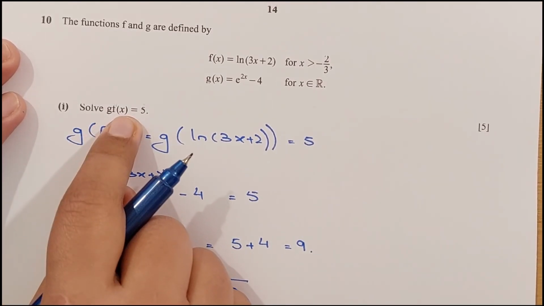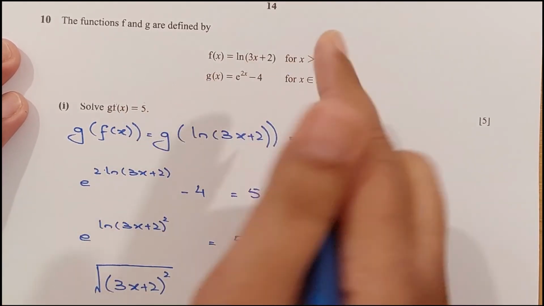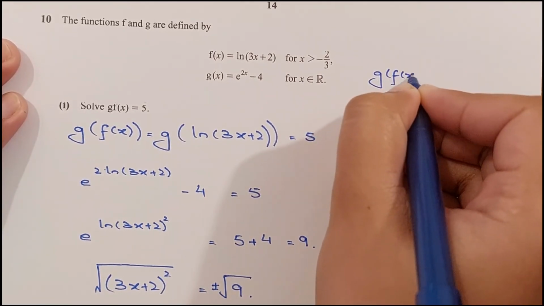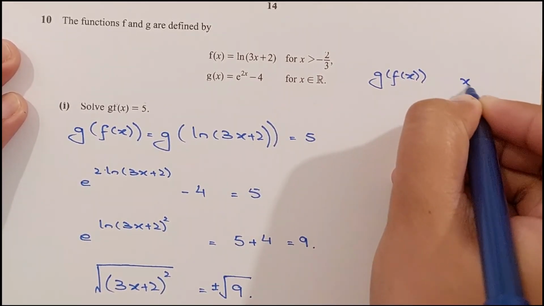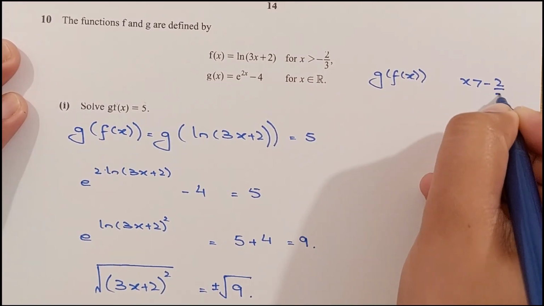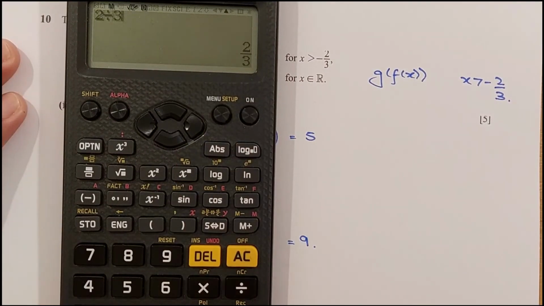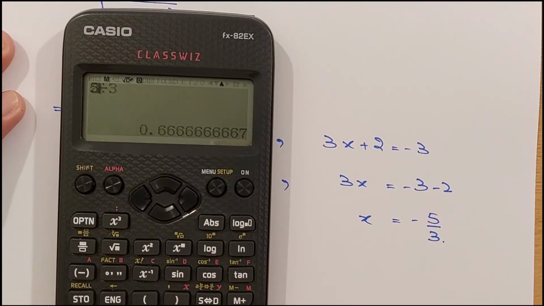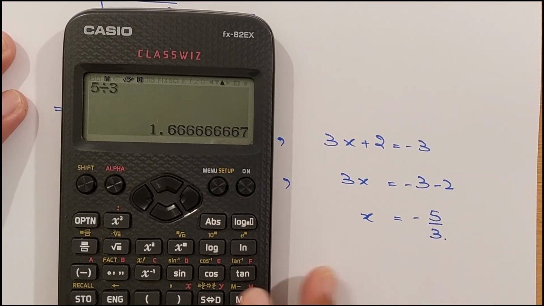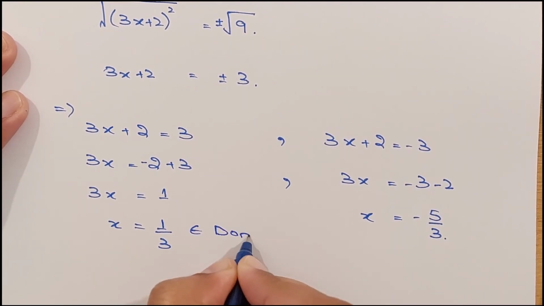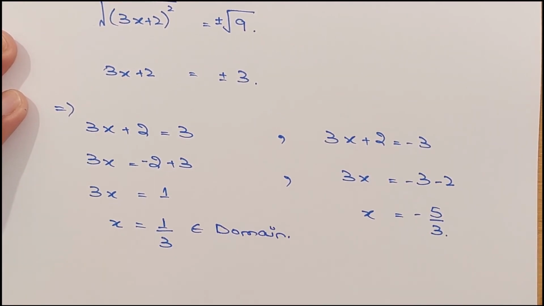The domain for g composition f of x is x greater than minus 2 by 3. So all the values of x that are more than minus 2 by 3; 2 by 3 is 0.6. If we do minus 5 by 3, this is minus 1.6, so it is lower. So this does not belong to the domain, and 1 by 3 belongs to the domain. So this is the only solution.